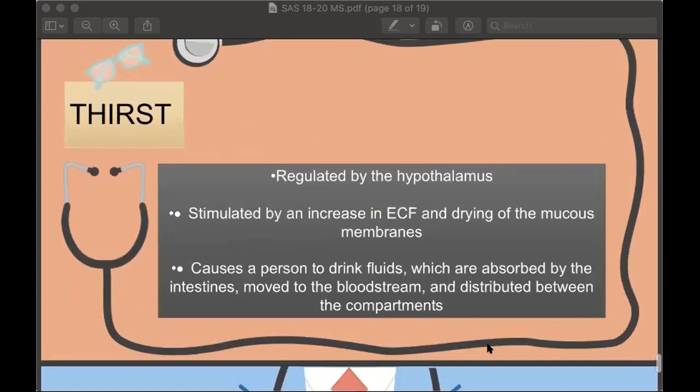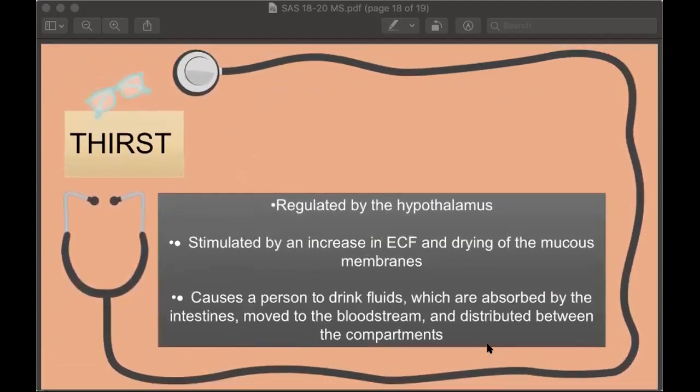And the last one here is your thirst. Okay, this one is regulated by the hypothalamus. At the same time, it is stimulated by an increase in ECF and drying of the mucous membranes and causes a person to drink fluids which are absorbed by the intestines, move to the bloodstream, and distributed between the compartments.